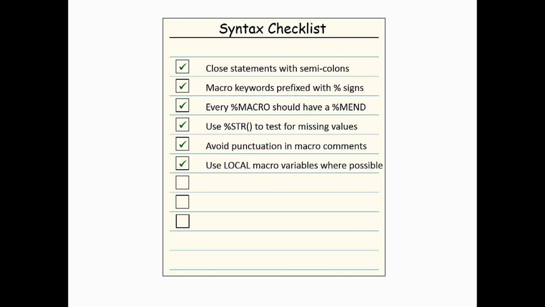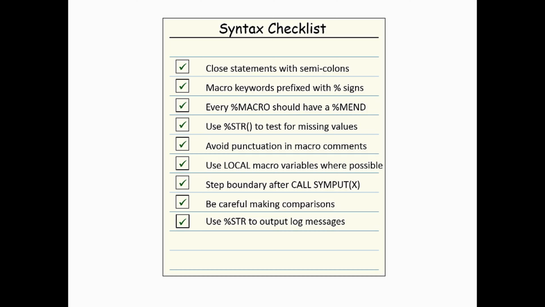Remember to use local macro variables where possible. Make sure to include a step boundary between the use of call symput to create a macro variable and the resolution of that macro variable. Be careful with macro comparisons. Remember the implied %eval function used on the %if statement can lead to problems when performing floating point comparisons. And finally, don't forget to use the %str technique when outputting errors, warnings and notes. This ensures that when searching the log for genuine messages, you don't accidentally land on the %put statements that generate them.